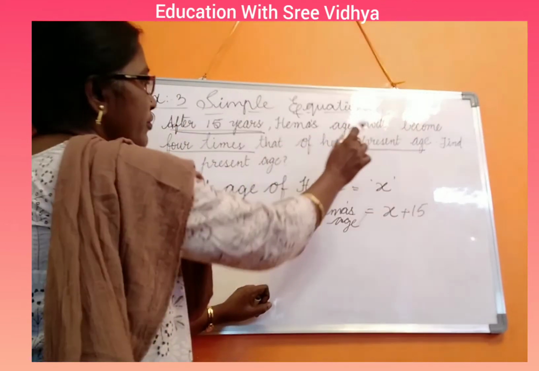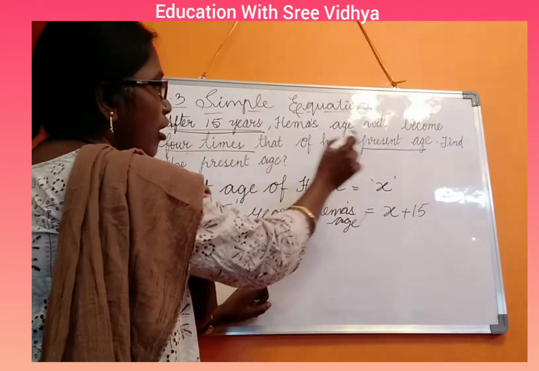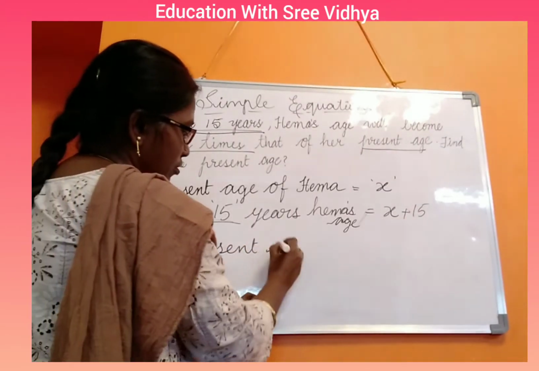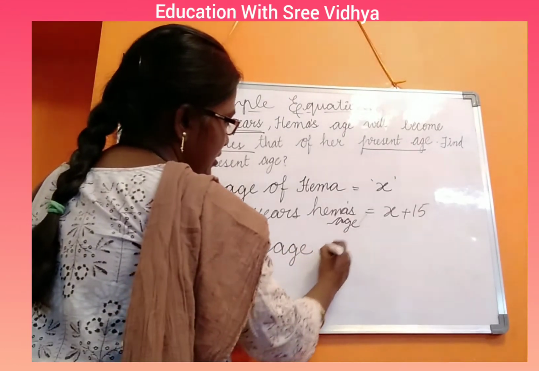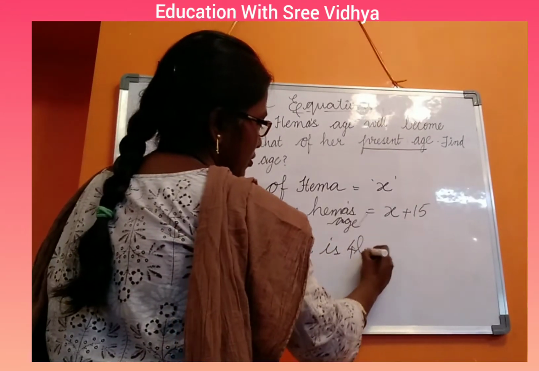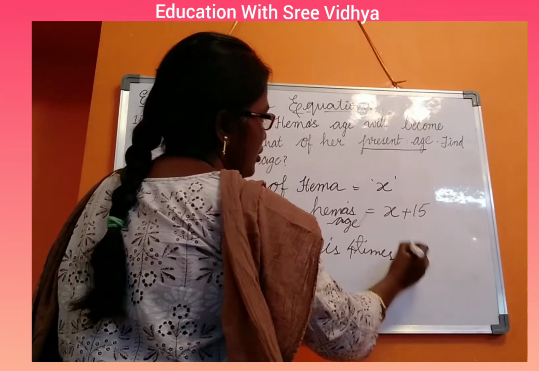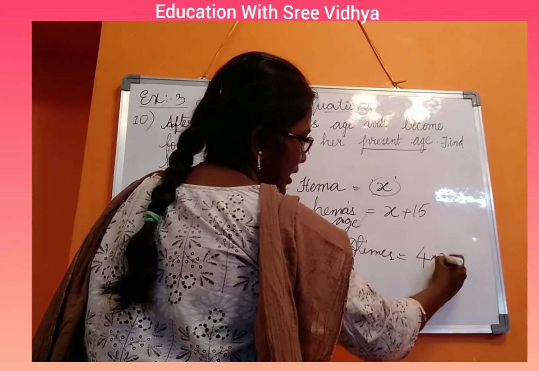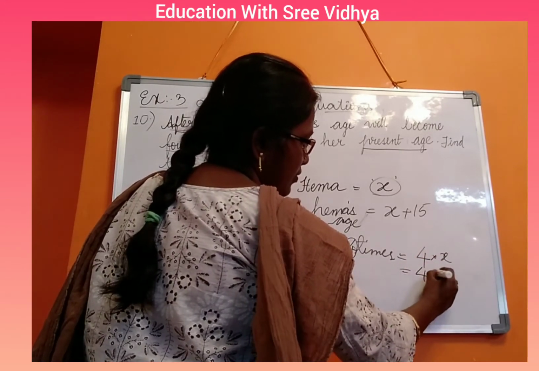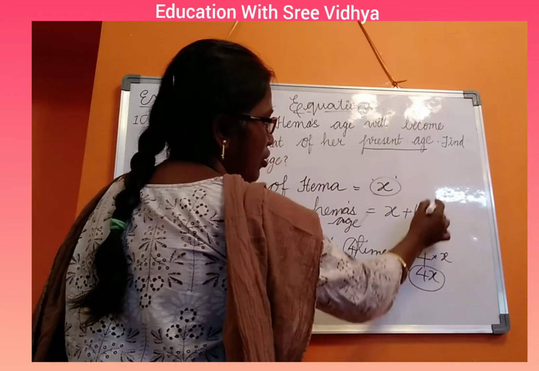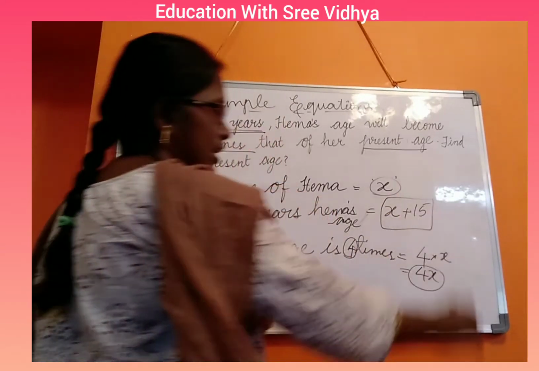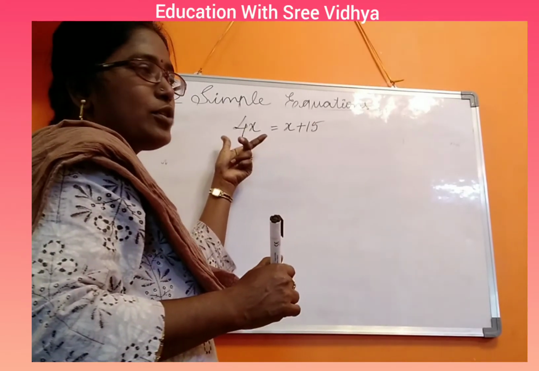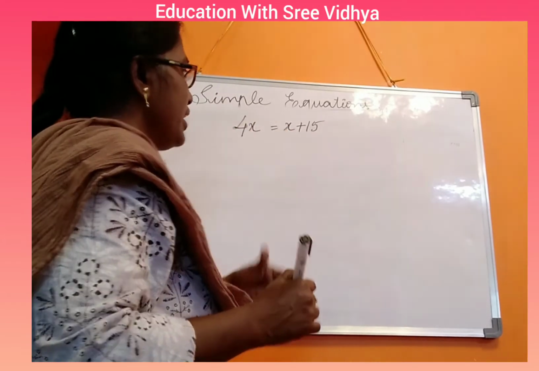Next, it will become 4 times that of her present age. Now the present age of Hema is 4 times. What is the present age? We assumed it as X and it is 4 times, so I am writing it as 4 into X, 4X. Now 4 times X is equal to X plus 15, children.